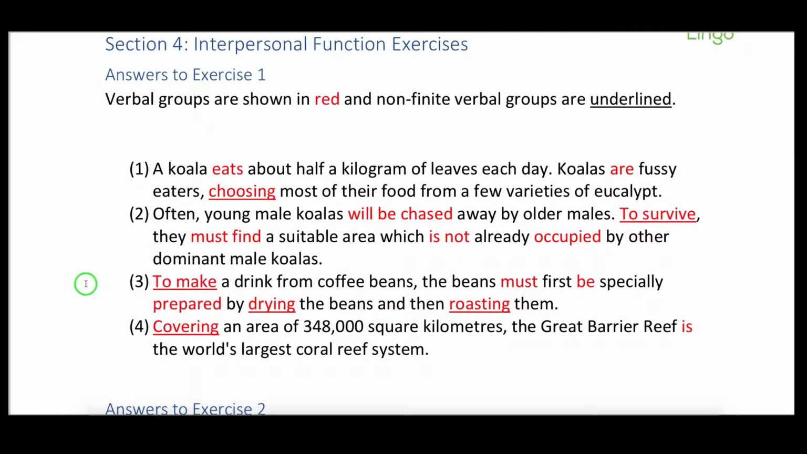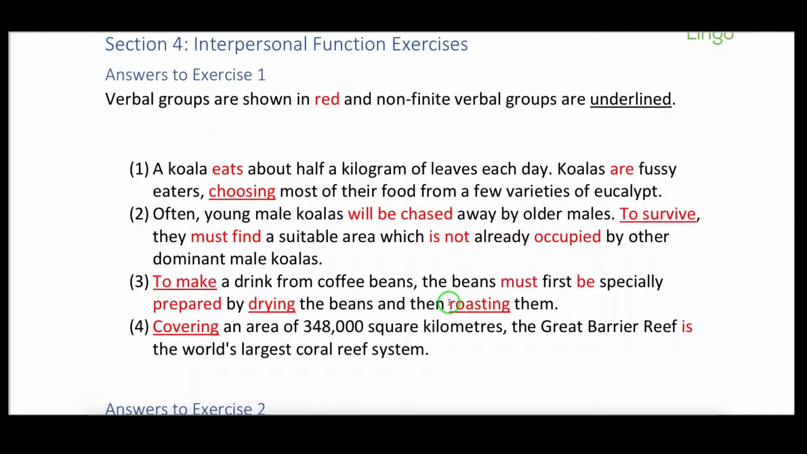In the next example, it begins with a non-finite, to make. And then the next verbal group must first be specially prepared. That's an interesting one because there's only one verbal group there, must be prepared, but it's got a lot of interrupting adverbials. Between must and be, there's the adverbial first. Between be and prepared, there's specially. So you can see how adverbs can interrupt the verb group. The next two verb forms are non-finite. They are just the ing form, drying and roasting.